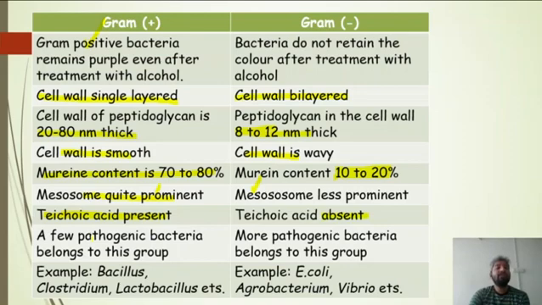The pathogenic bacteria, we know pathogens are disease-causing organisms. So of those bacteria which are pathogens, a few belong to this group, but the maximum pathogenic bacteria belong to the gram-negative group. For example, for gram-positive, Bacillus, Clostridium and Lactobacillus, while in gram-negative, E. coli, Agrobacterium, Vibrio, etc. are the members of gram-negative bacteria.